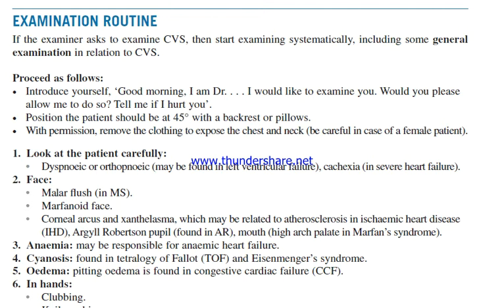Argyll Robertson pupils may be found in aortic regurgitation. Mouth: high arched palate in Marfan syndrome. Anemia may be responsible for anemic heart failure. Cyanosis is found in tetralogy of Fallot and Eisenmenger syndrome. Pitting edema is found in congestive cardiac failure.